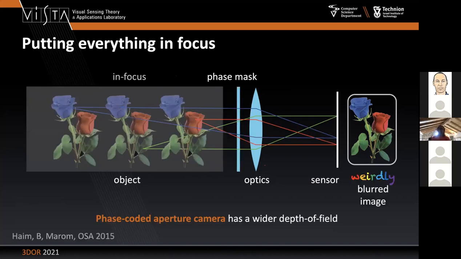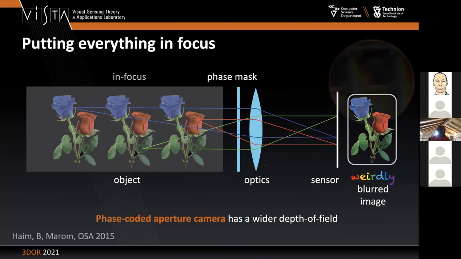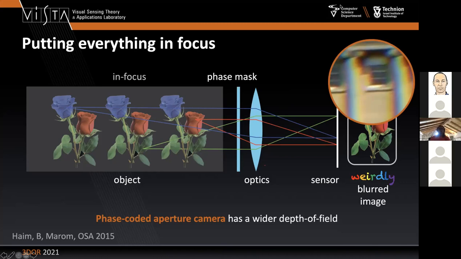So basically what we did is we placed a special optical element that is completely transparent. It's just a piece of glass, but it has tiny, microscopic bumps that manipulate the phase of the incoming wavefront. So essentially, just very roughly, what this device does is it focuses the different colors at different depths. The way this phase mask interacts with the wavefront depends on the wavelength. So essentially what you get on the sensor is this weirdly blurred image.